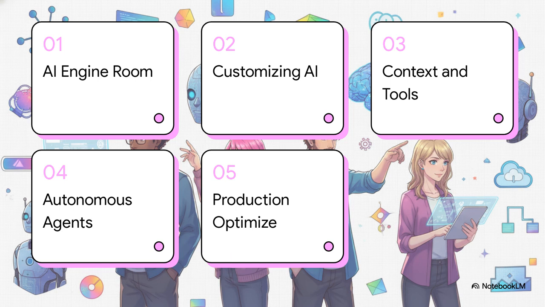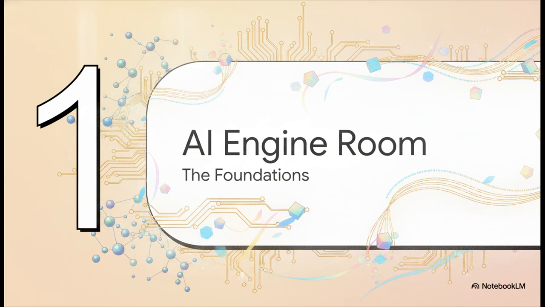We'll start in the AI engine room, move on to customizing your AI, adding context and tools, autonomous AI agents, and finally, optimizing for production. Section 1, the AI engine room. We're starting right at the foundation, the atomic level, where raw input first collides with the AI models.